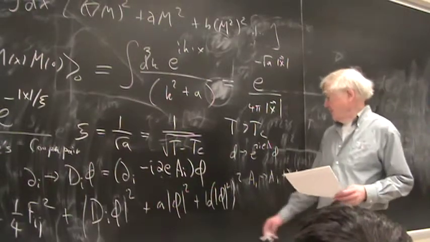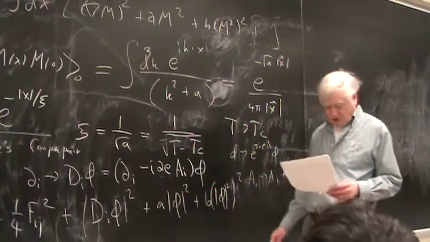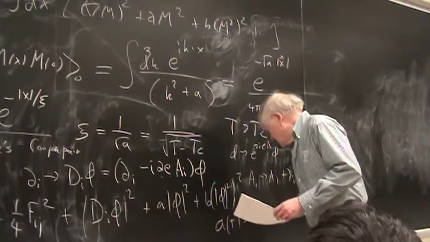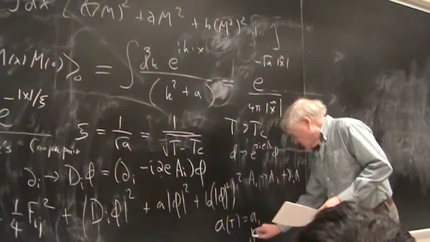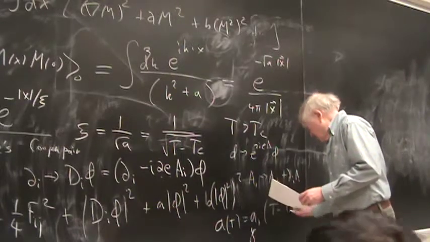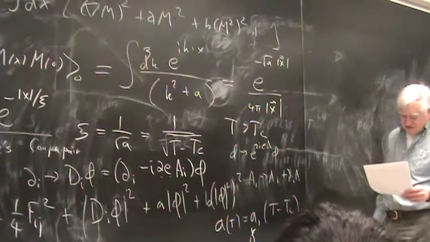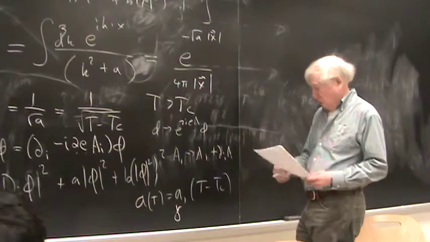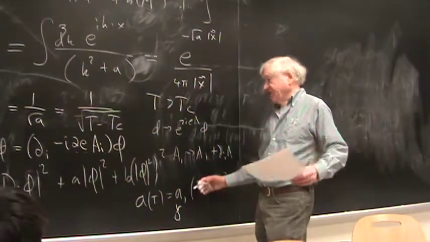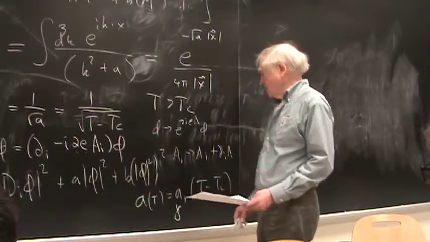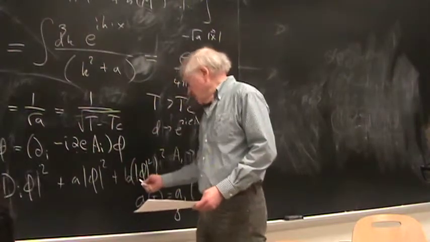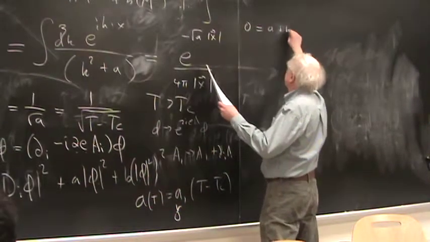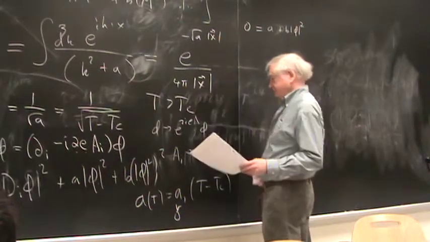Now, we're of course going to take b positive, because otherwise the theory is unbounded below. And we're going to say a of T is equal to a1, which is greater than 0, times (T minus Tc). So this is positive when T is above the critical temperature and negative when it's below. So when it's below, we're going to get spontaneous symmetry breaking. But now it's the kind of spontaneous symmetry breaking where phi gets a value in the vacuum, which would be the equation 0 equals a plus b phi squared.